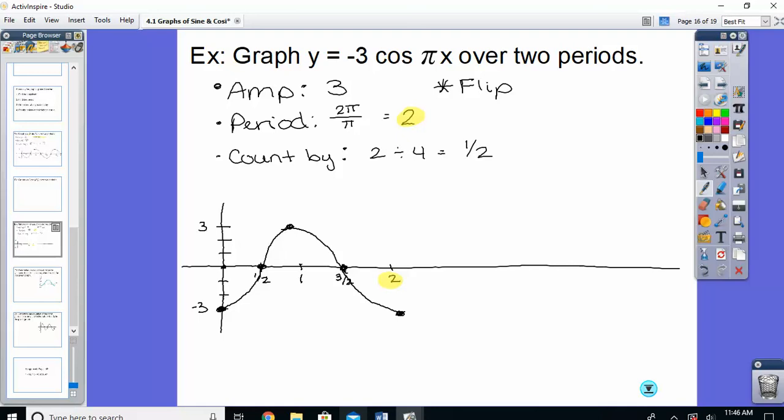I did ask for 2 periods here. So how many more points do we need? 4 more. We have our starting point already, so we'll tack on 4 more. So 2 plus 1/2 would be 5/2. Plus 1/2 would be 3. Plus 1/2 would be 7/2. Plus 1/2 would be 4. And we continue our pattern. So we're going to go back up, positive, back down.